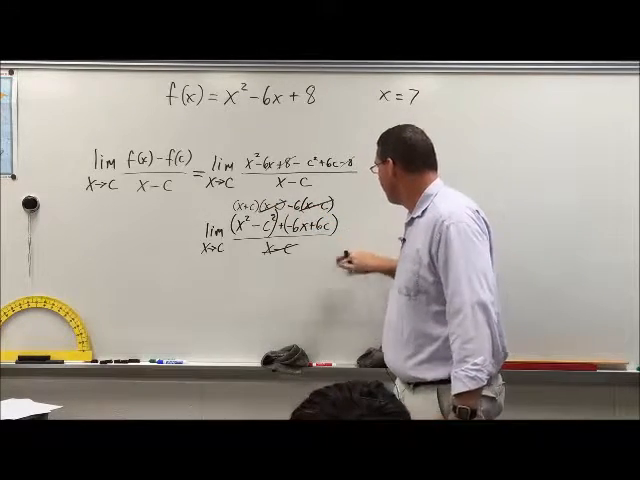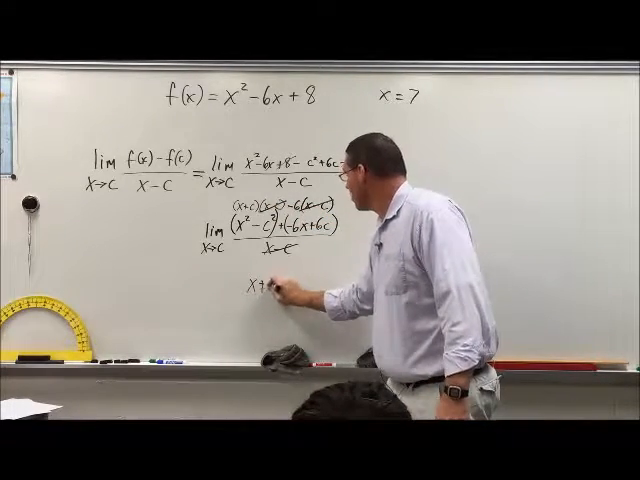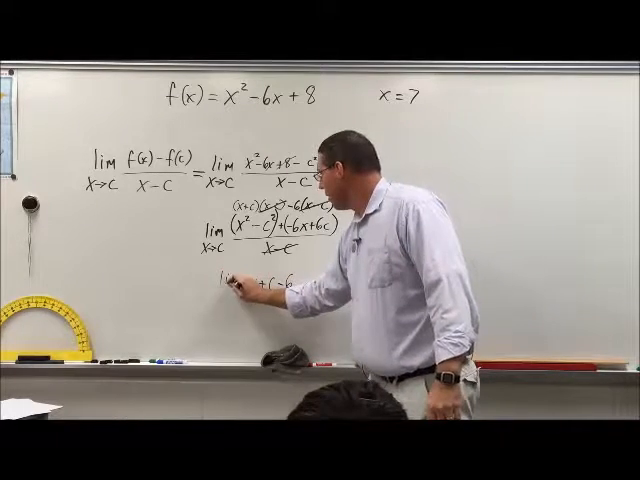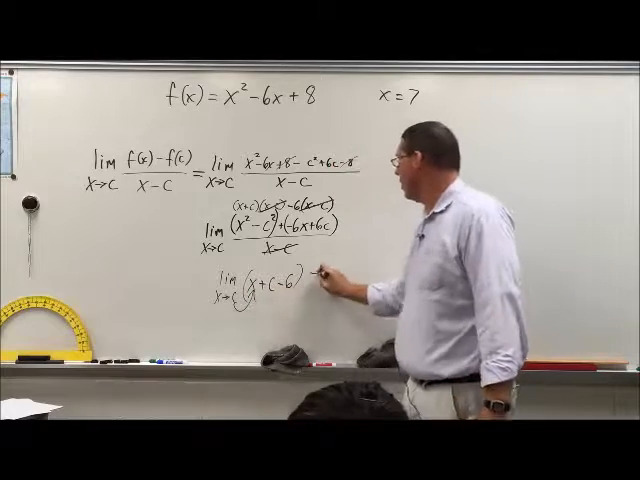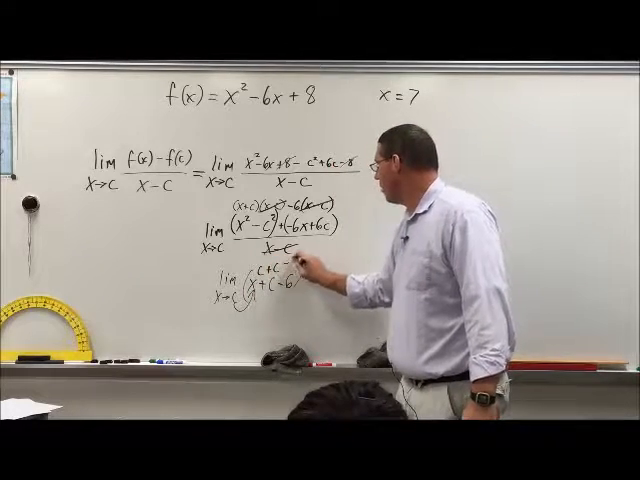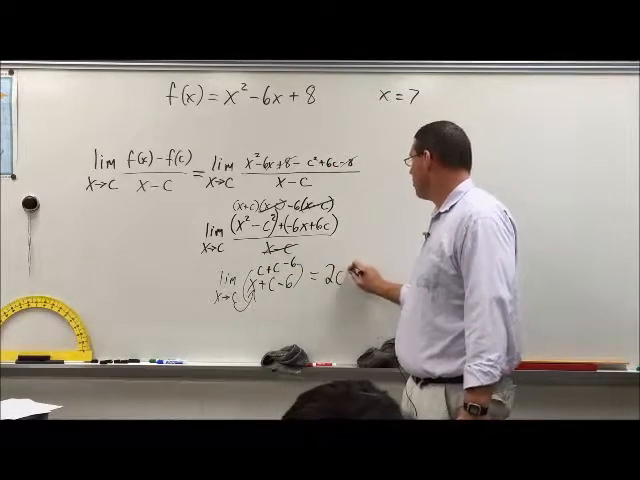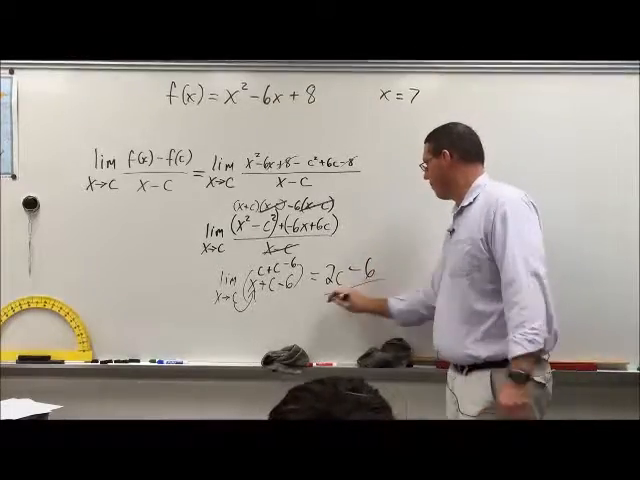Actually, let me put it down here. I have x plus c minus 6. You plug in c. That's right. Limit as x approaches c, and now just plug c in. And we get c plus c minus 6, which is 2c minus 6.